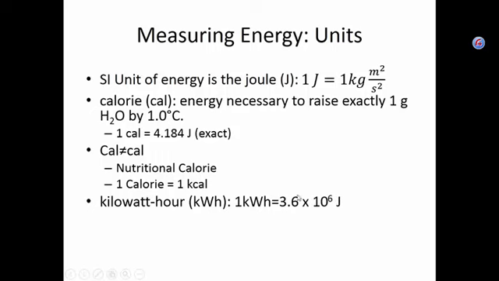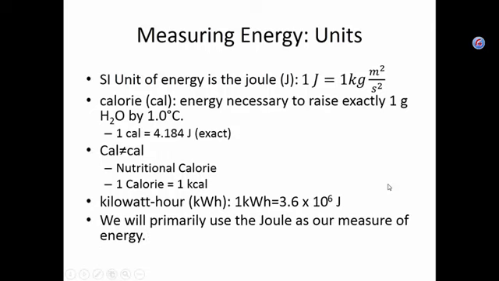A kilowatt hour is a little more than 3.5 million joules. So a lot of energy in a kilowatt hour. For this class, we're mainly just going to be using the joule. I did want to go through and look at some of these others because they are all measuring energy.